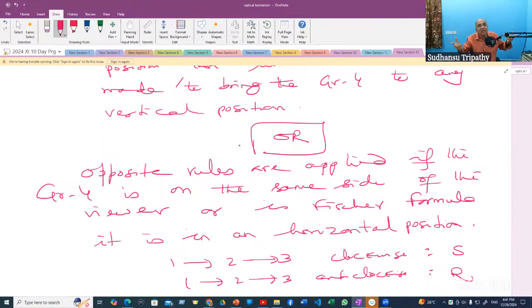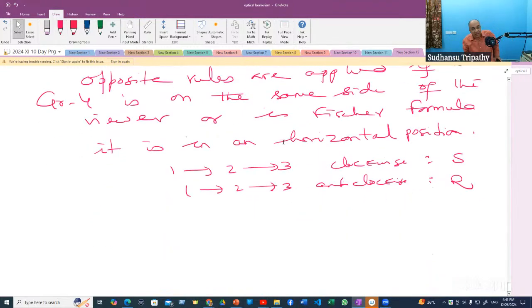Normal CIP rule. If it is in a horizontal position, then the opposite rule. That I will show you. Now see. Supposing hydrogen is white, green is OH, blue is methyl, and carboxyl is red. Obviously, it is not IUPAC.